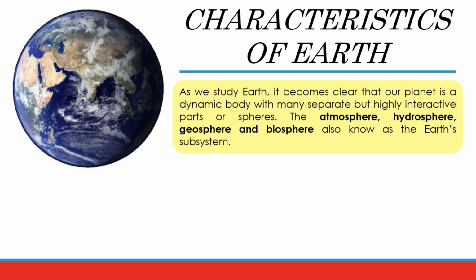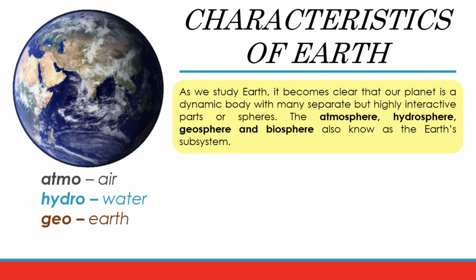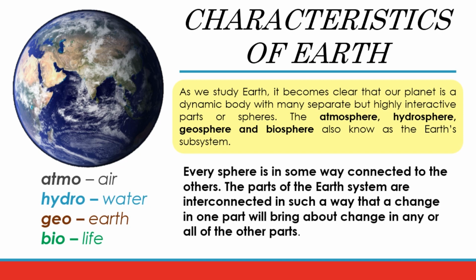These different spheres got their names from the Greek words that symbolize what they are made of. Atmo is for air, hydro is for water, geo for ground or earth, and bio for life. Every sphere is in some way connected to the other. The parts of the Earth system are interconnected in such a way that a change in one part will bring about change in any or all of the other parts. These spheres interact with each other in order to achieve a common aim, and that is to sustain life on the planet.